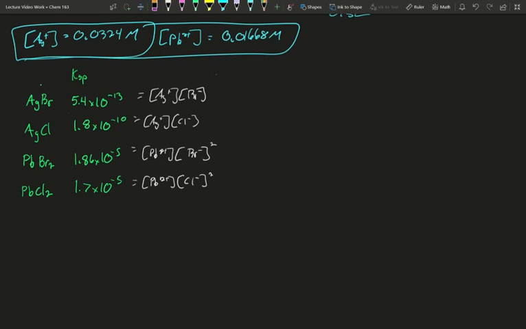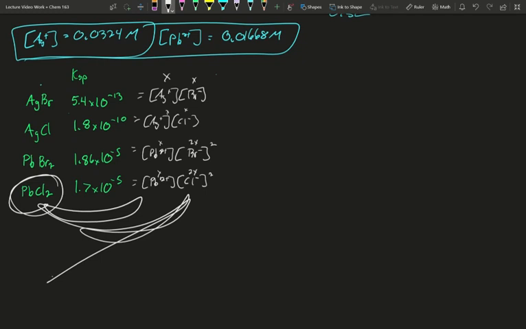So as our solid breaks apart, we're going to make X and X amount for our silvers. We're going to make X and X amount for silver chloride as well. We're going to get X and 2X for lead bromide, and we're going to get X and 2X for lead chloride. Remember, every time a lead chloride breaks apart, it makes 1 lead, but it makes 2 chlorides.